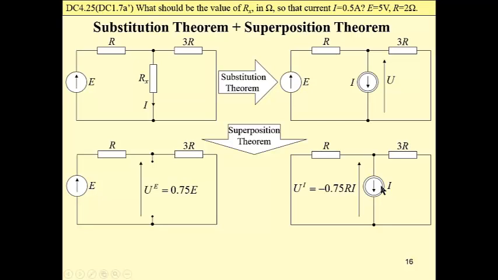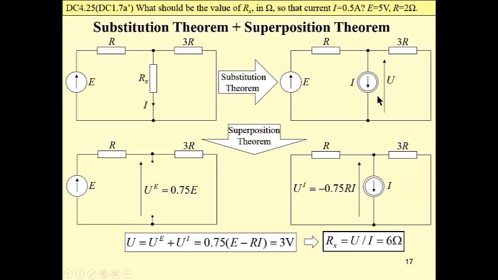The calculation of components of this voltage is very simple. We have this voltage which is 3 volt, and if we divide this voltage by the current that we know, 0.5, we obtain that the resistance is 6 ohm. As you can see, a very simple task, but a few different ways of obtaining the final result.